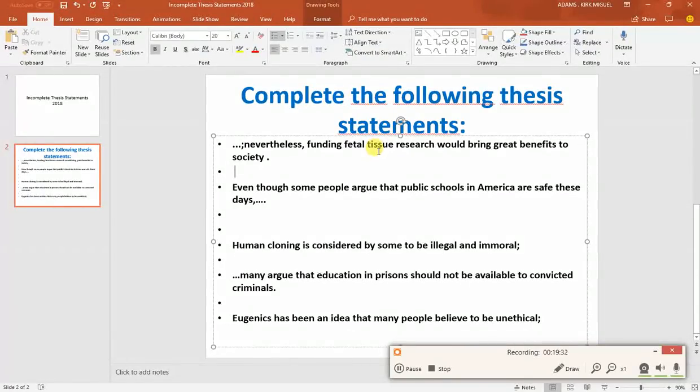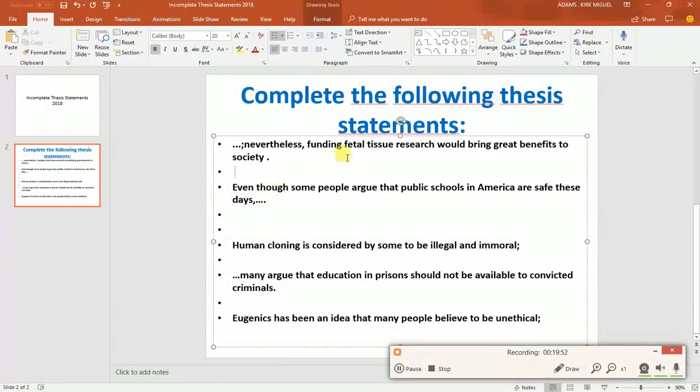So what's the opposite side argument? That we shouldn't fund that type of research? That's basically what you have to express in very general terms, that there are people that believe that this type of research should not be funded.